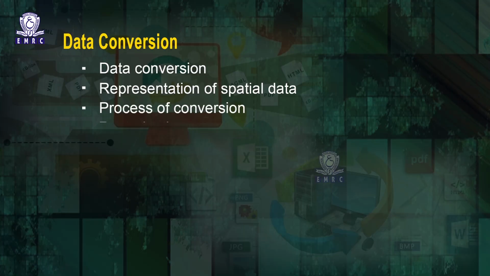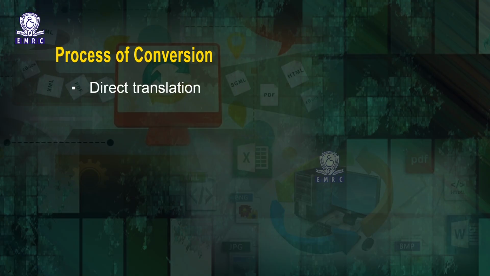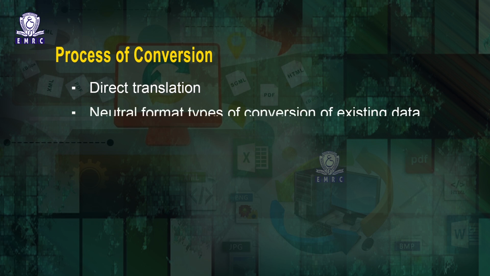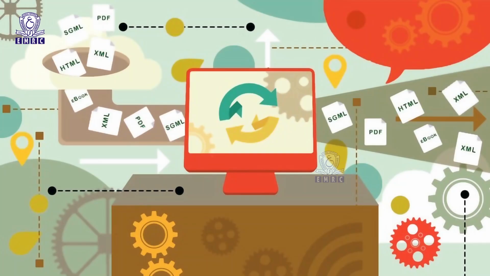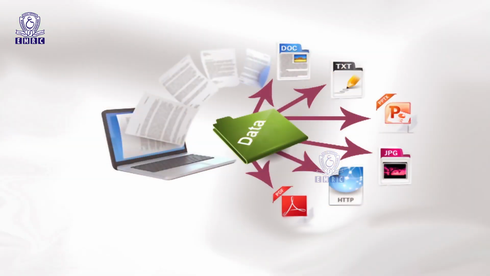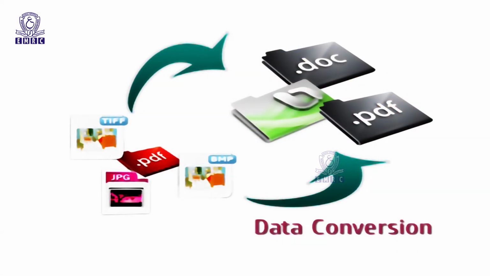Process of conversion. Basically, two types of conversion process are used for conversion of any existing data. First is direct translation, second is neutral format. Types of conversion of existing data. Direct translation uses a translator in a GIS package to directly convert geospatial data from one format to another. It is easier to use than other methods.